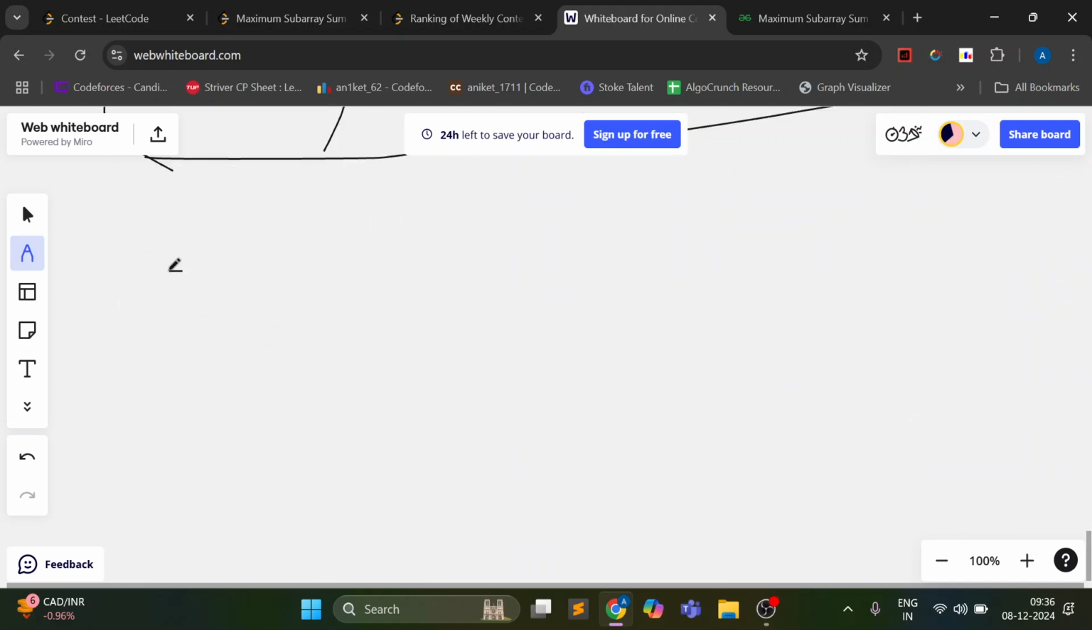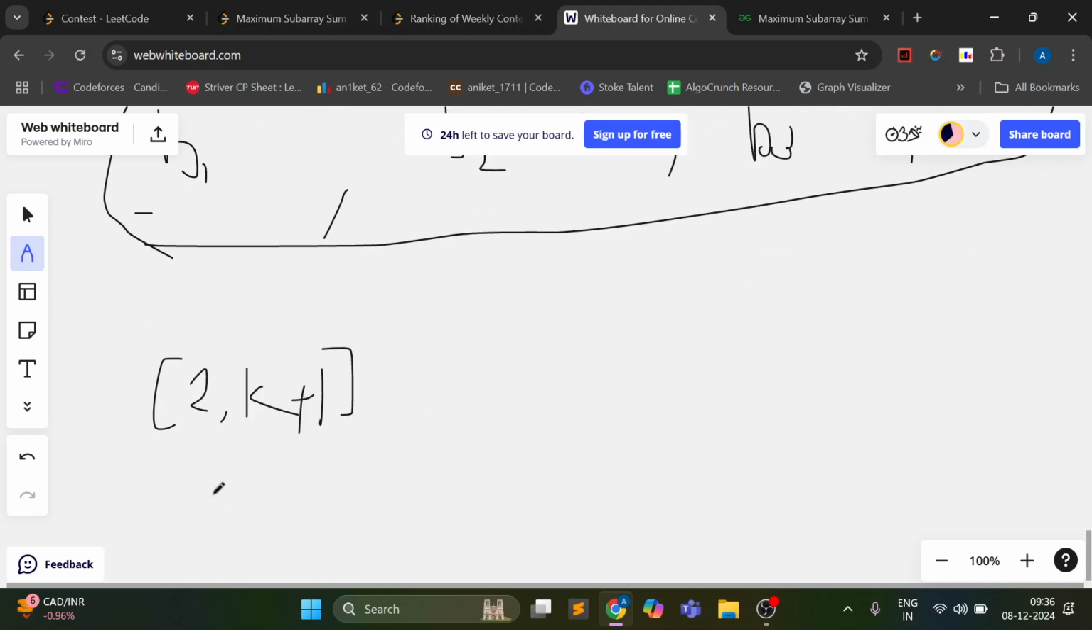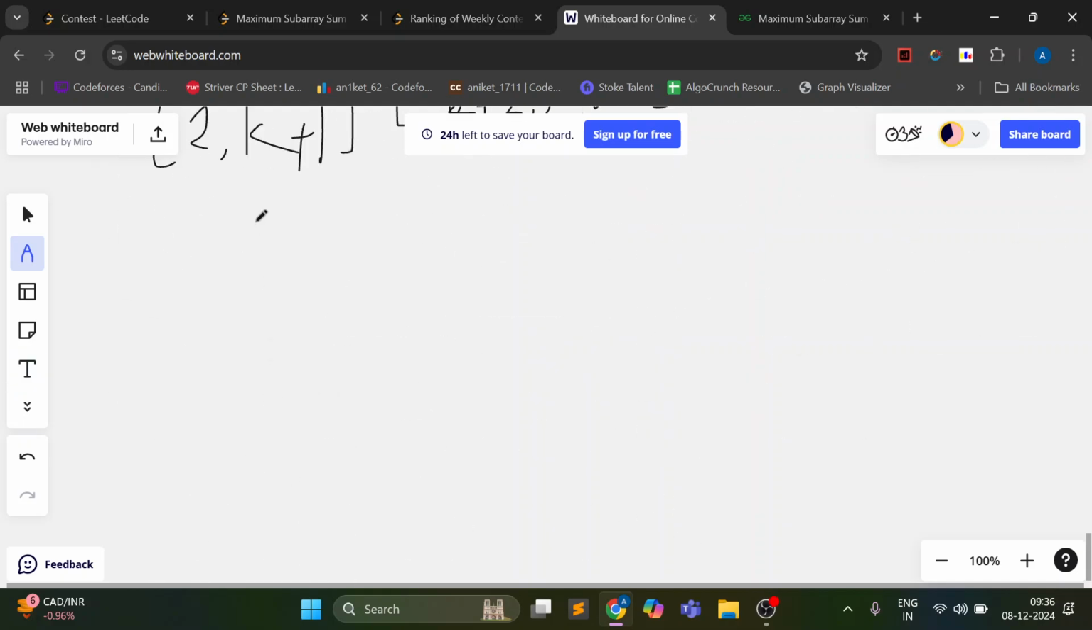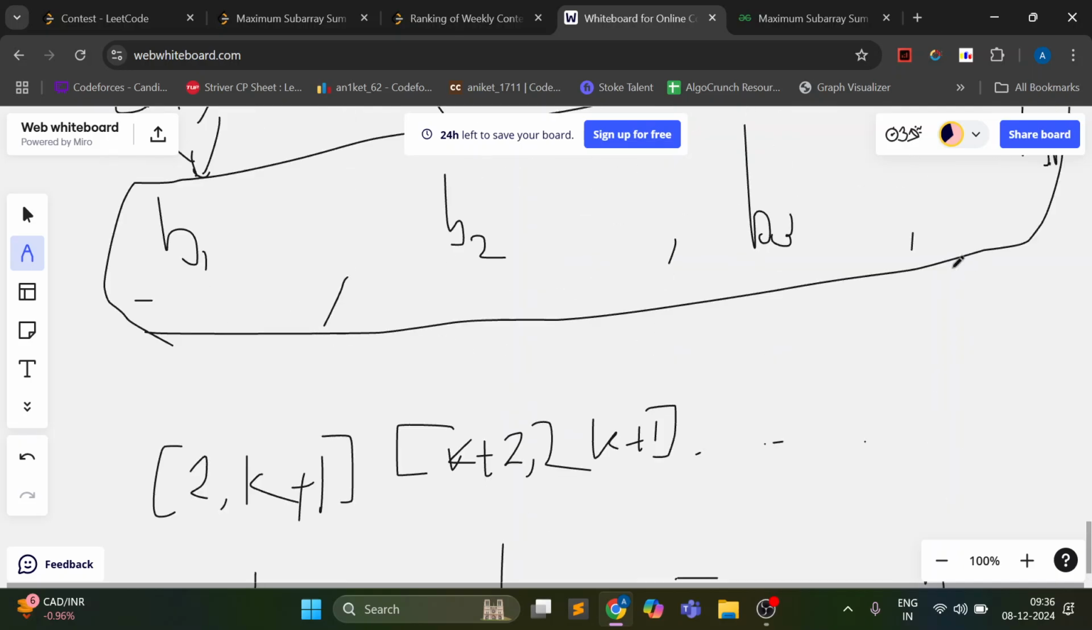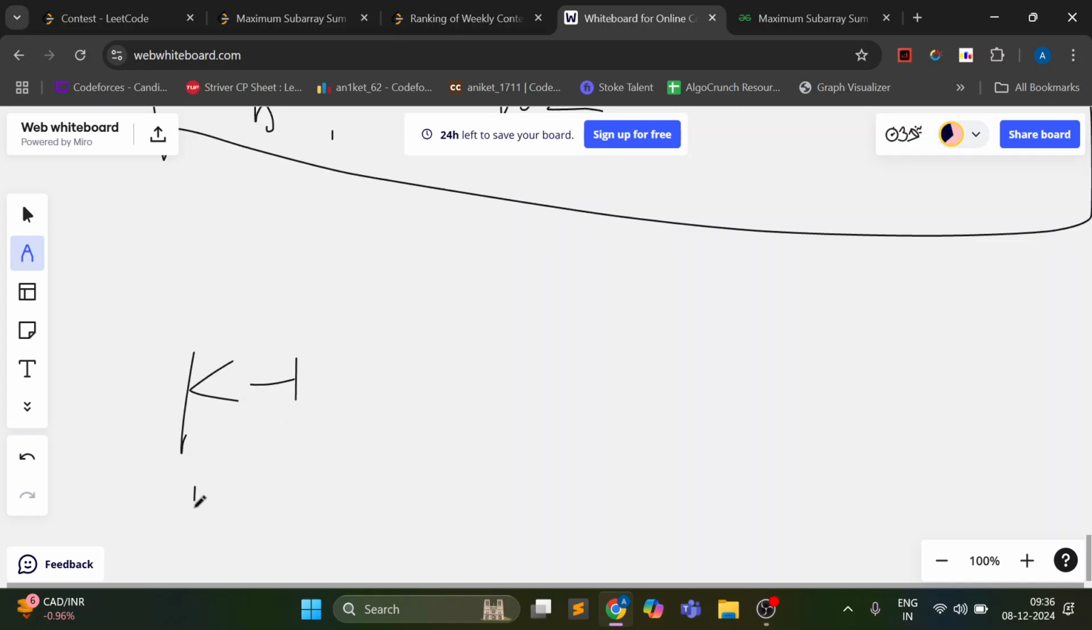Another possibility is you can start your subarray from index 2, in one based indexing. Remember, I have taken one based indexing for better understanding. So from 2 to k plus 1, k plus 2 to 2k plus 1, like this. Again make an array b1, b2 up to br2, and run Kadane's algorithm on this. Now you will repeat this up to k minus 1, because if you do it for k, it would just repeat the first step.